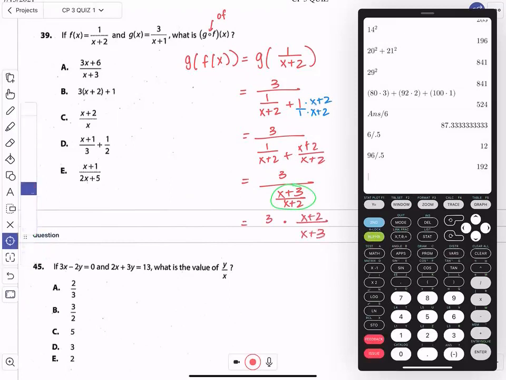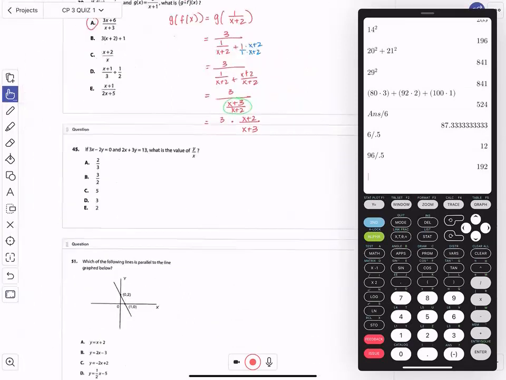All right, so I'm going to look and see which one might look similar, and I think it's going to end up being this one, because 3 times x is 3x, 3 times 2 is 6, and then there's an x plus 3 on the bottom. And so I think A is the correct answer. Everything else doesn't look quite right.